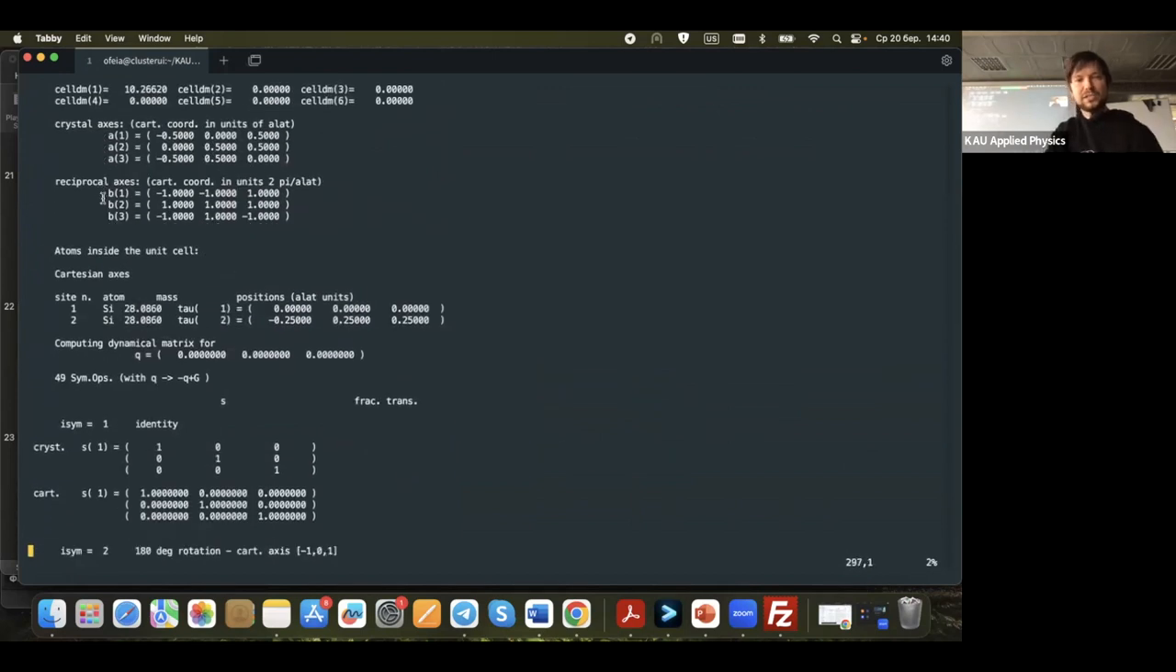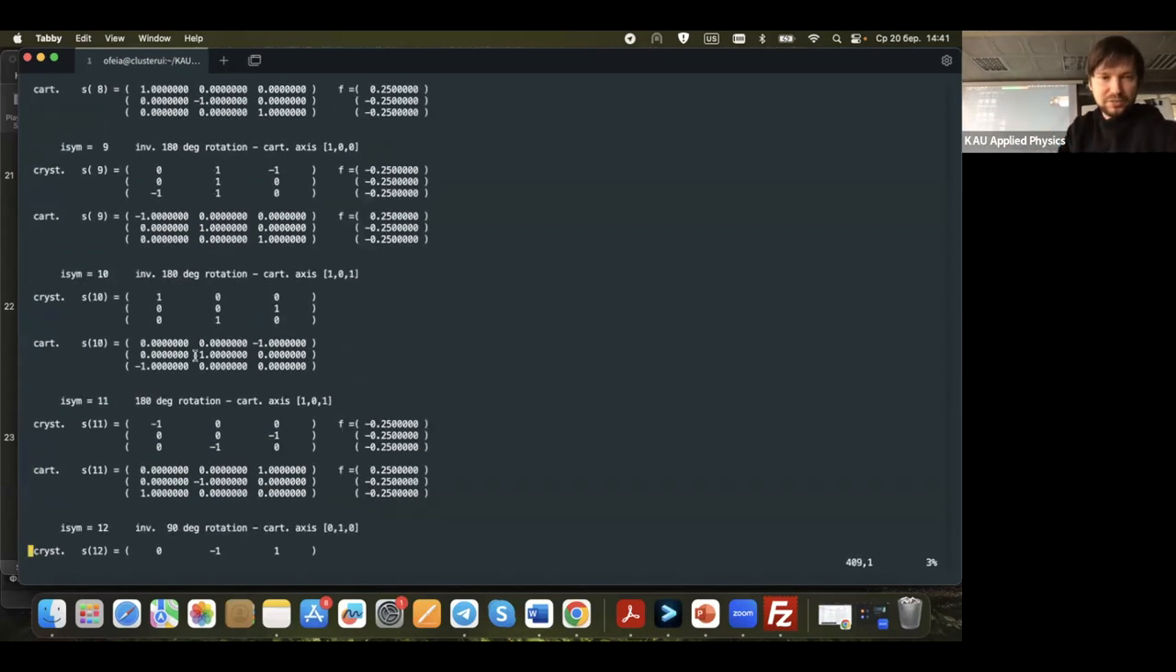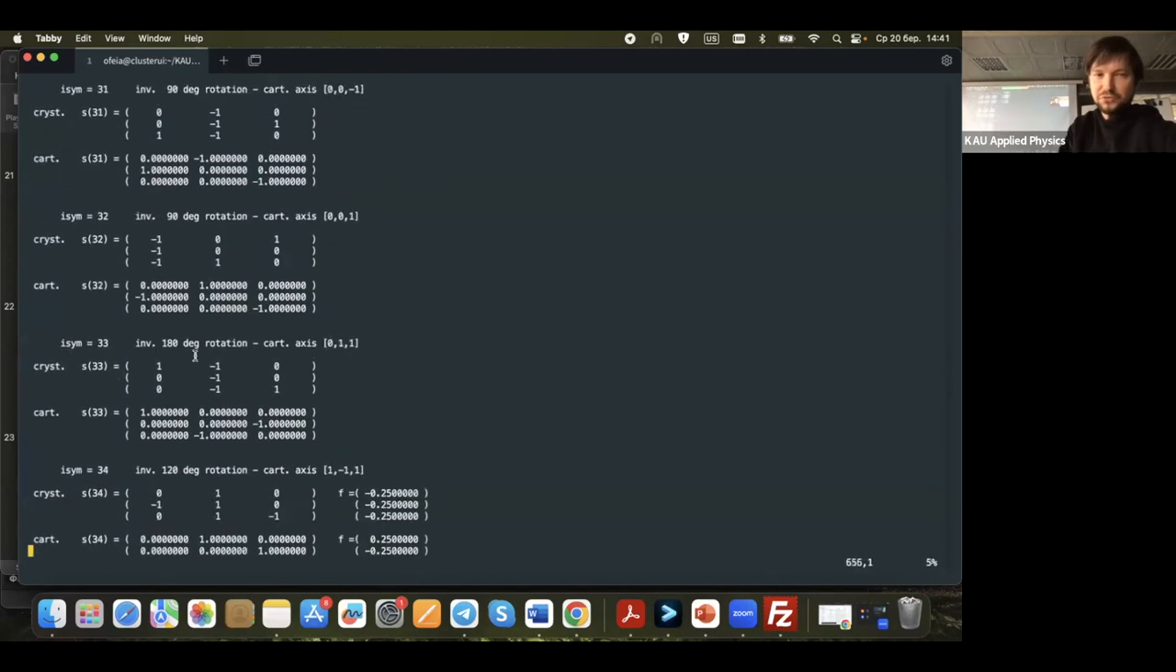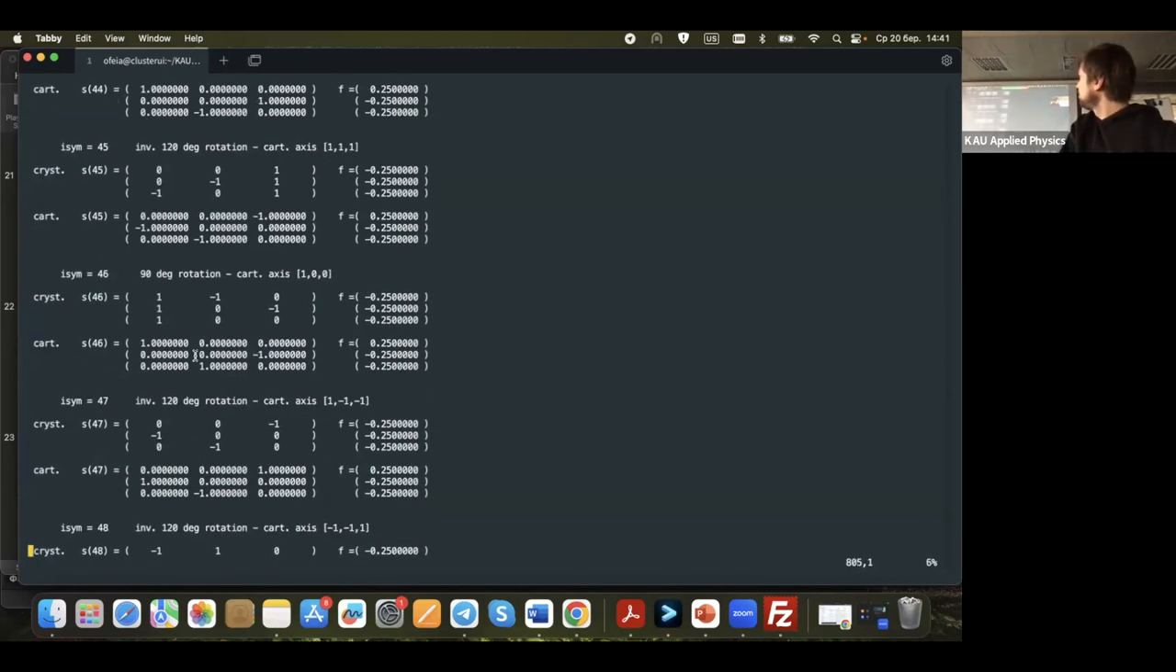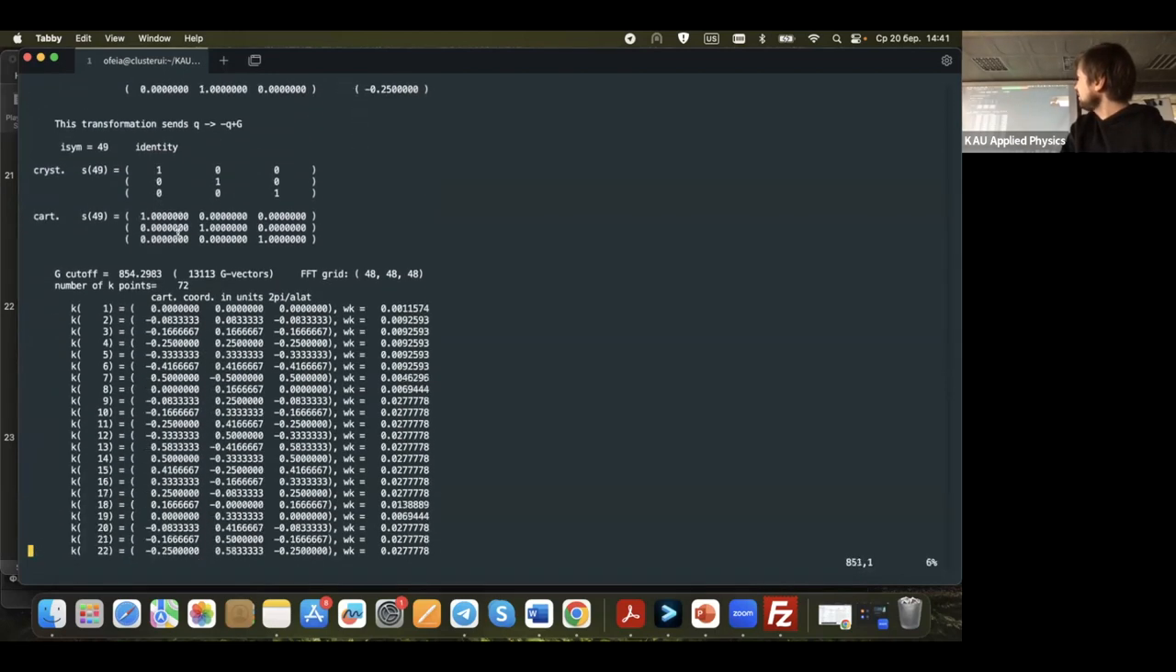Then it shows us computing the dynamical matrix for Q = 0, 0, 0. So it's the center of our Brillouin zone. There are 49 symmetry operations, where Q goes to minus Q plus G, and G is our reciprocal lattice vector. Then it shows all the 49 symmetry operations. Maybe we can skip them.